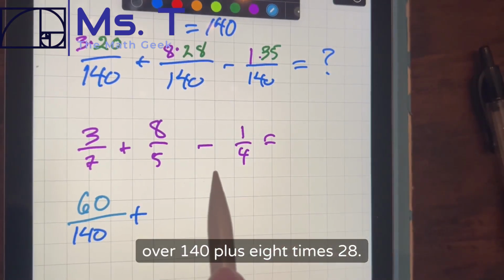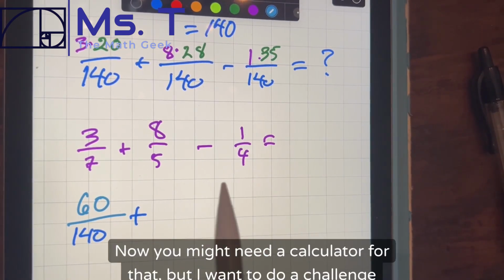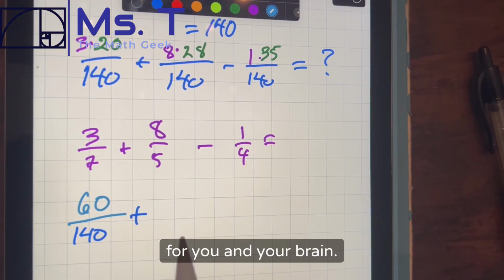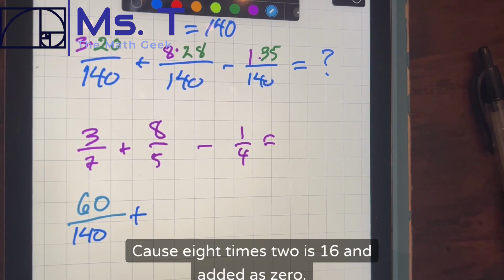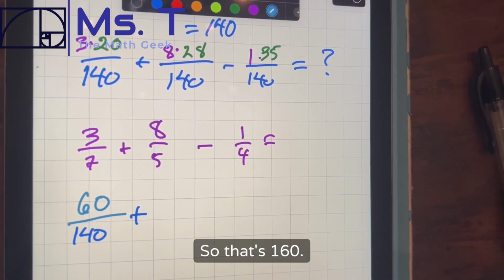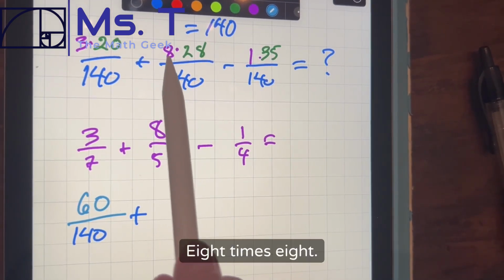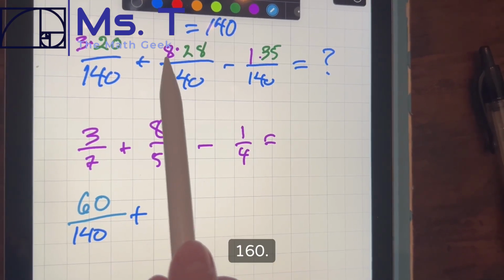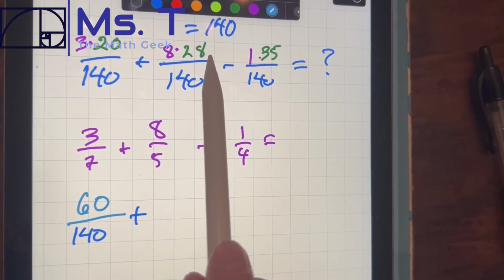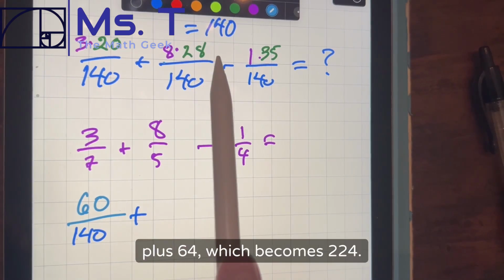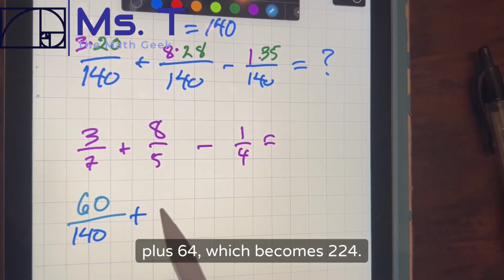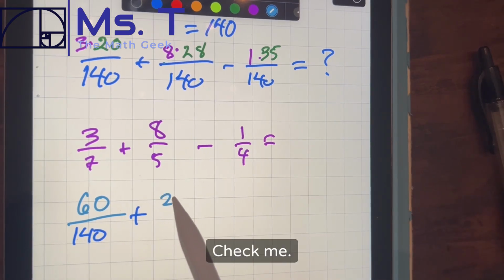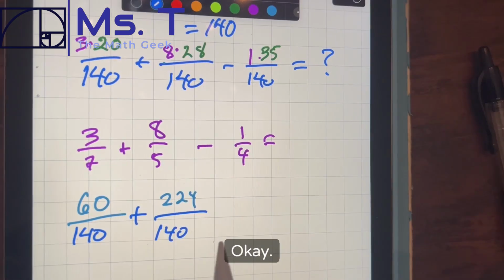8 times 28. Now, you might need a calculator for that, but I want to do a challenge for you in your brain. I'm going to do 8 times 20 is 160, right? Because 8 times 2 is 16 and add zeros. That's 160. 8 times 8, so hold that in your brain, 160. 8 times 8 is 64. So now I've got 160 plus 64, which becomes 224. Check me. Pretty sure that's correct, okay?